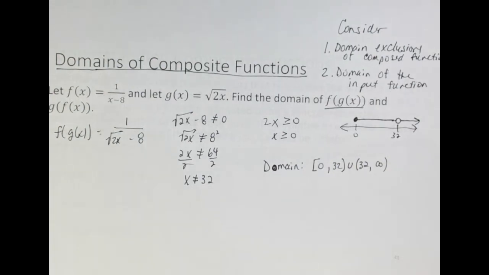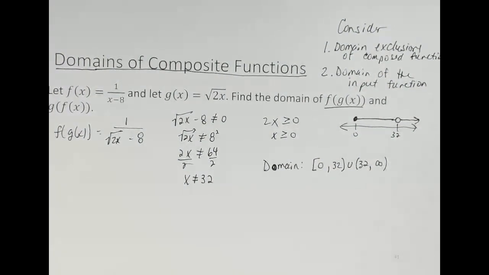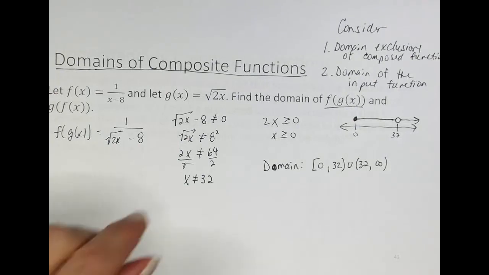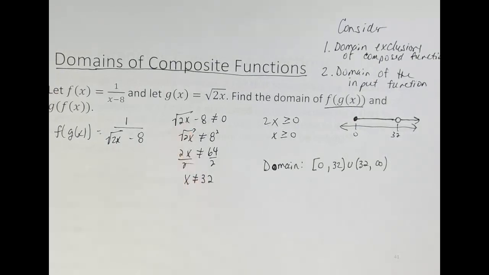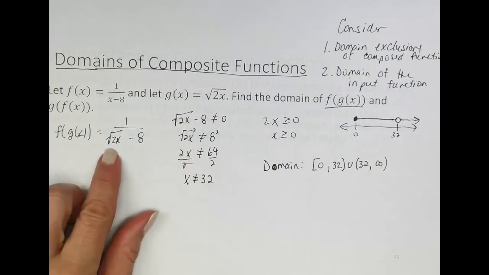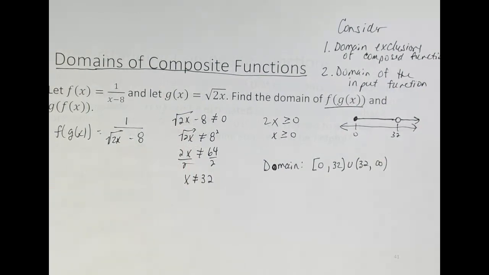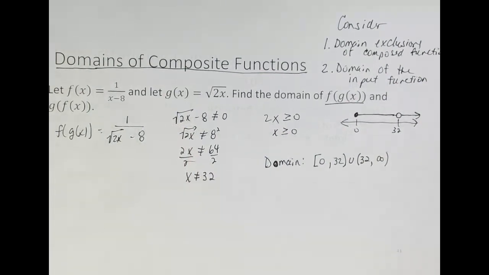None of those values will result in a domain restriction. None of these values in this interval will result in a negative radicand of an even root, right? 2x won't be negative, or 0 denominator. 2x minus 8 won't equal 0. Let's try doing it the other direction.